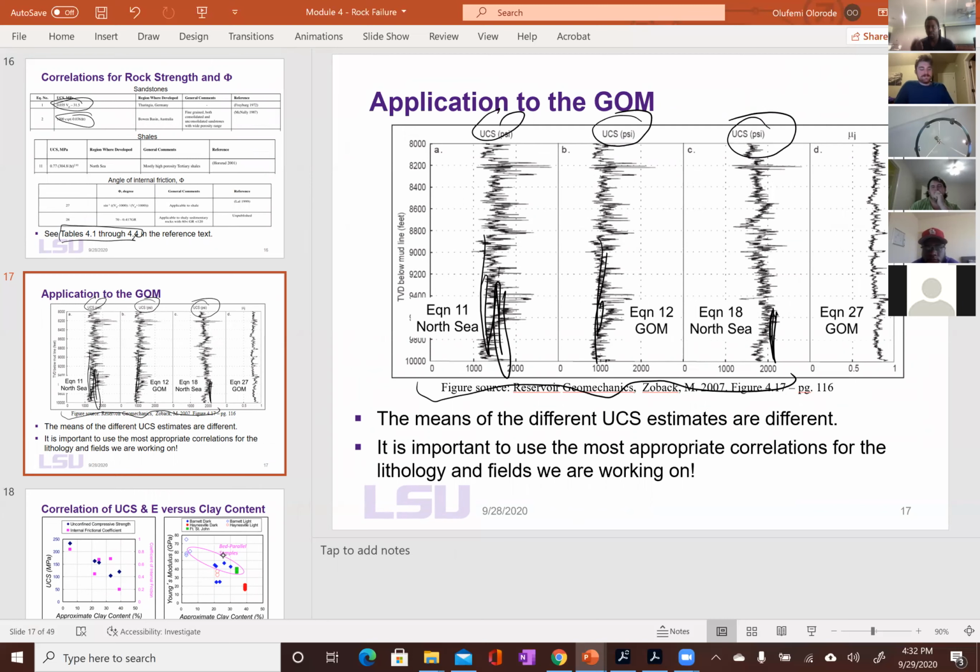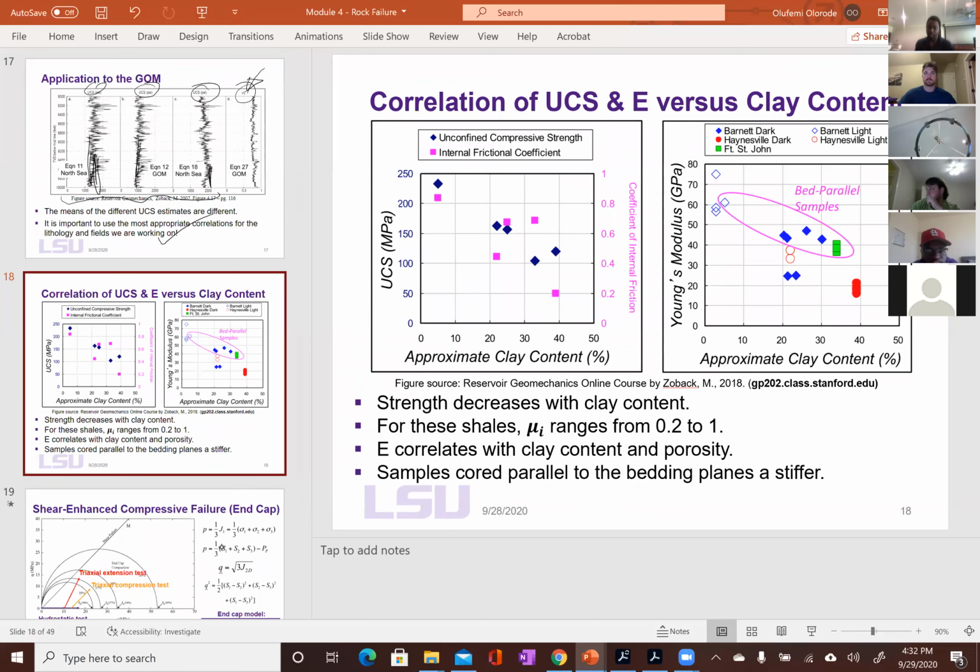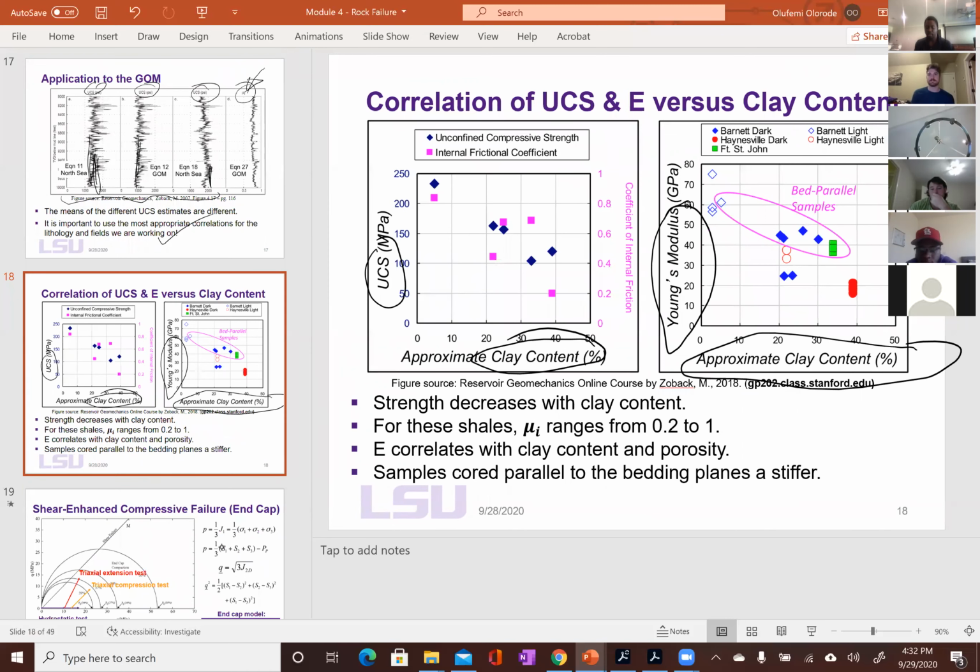And this is for coefficient of internal friction for an intact rock. Anytime you have that sub i. And this is pretty straightforward. How UCS varies against clay, as clay content increases, how Young modulus varies as clay content increases. Any questions on those 2 slides?